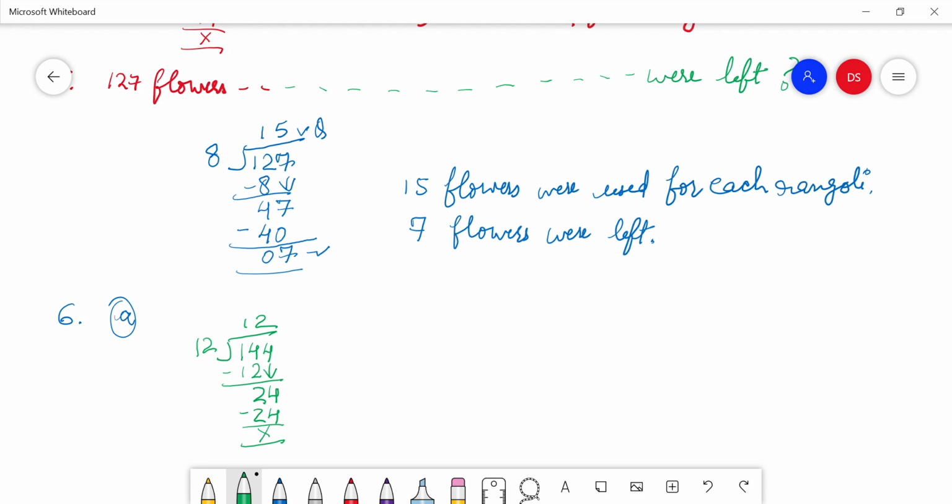So the question is, how many books are there on each shelf? We will write the answer in a statement. There are 12 books on each shelf.